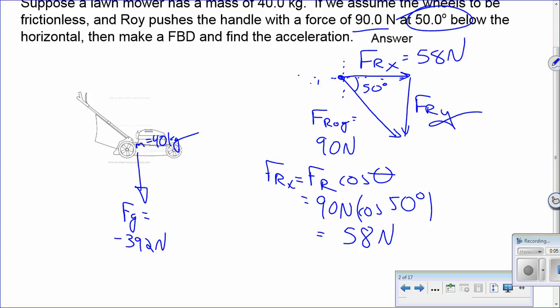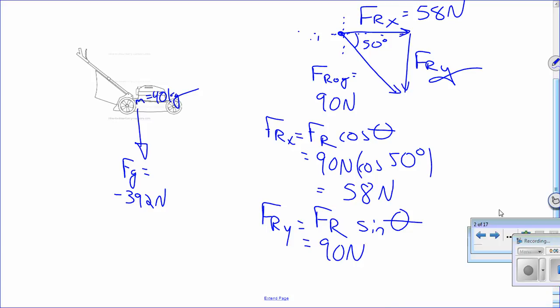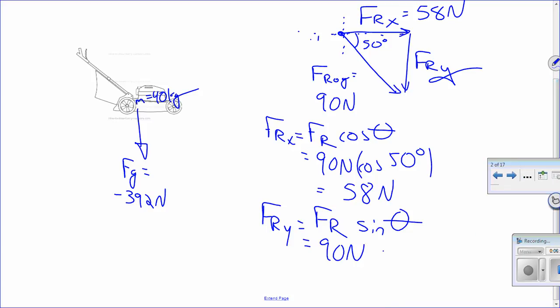And then similarly, we should find the force of Roy in the y direction. So the force of Roy in the y direction is going to be the force of Roy times the sine of our angle, which is going to be 90 newtons times the sine of 50 degrees. And it gives us 69 newtons, sorta. Why did I say sorta? Yeah, it's rounded, but there's a bigger sorta.